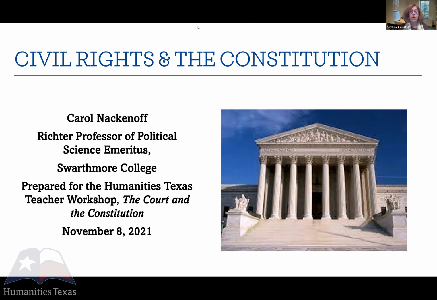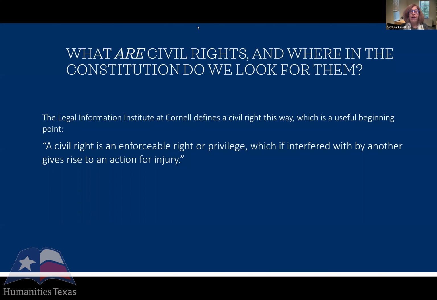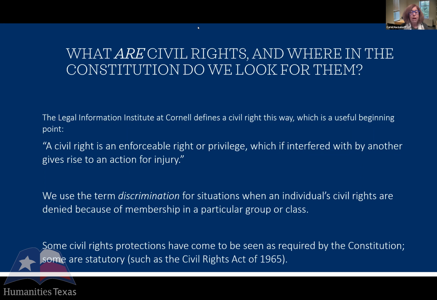First, let's talk about what are civil rights and where in the Constitution do we look for them? Well, I started with a very simple definition. The Legal Information Institute of Cornell says a civil right is an enforceable right or privilege which, if interfered with by another, gives rise to an action for injury. And then we talk about discrimination when situations occur in which an individual's civil rights are denied because of membership in a particular group or class.